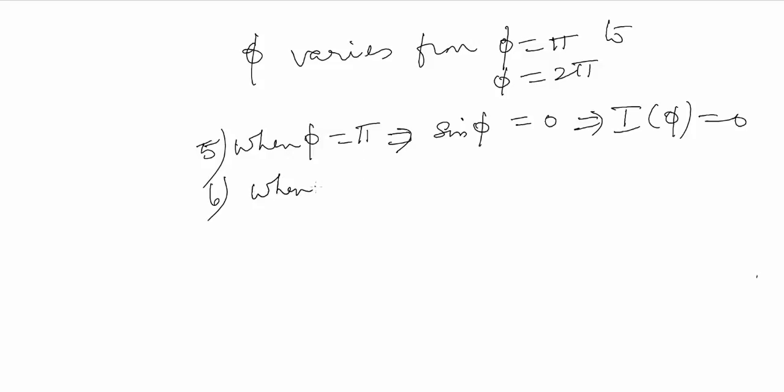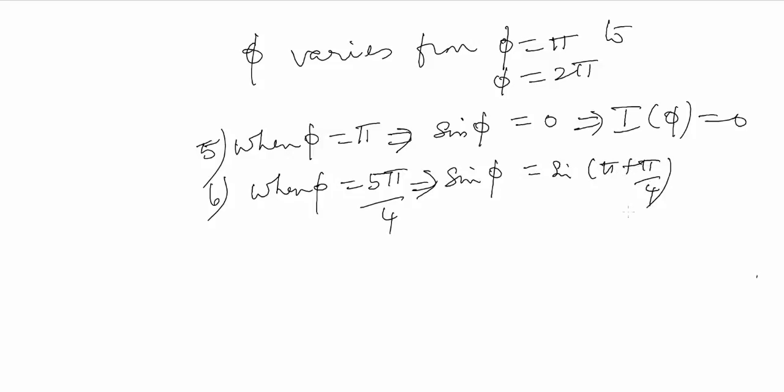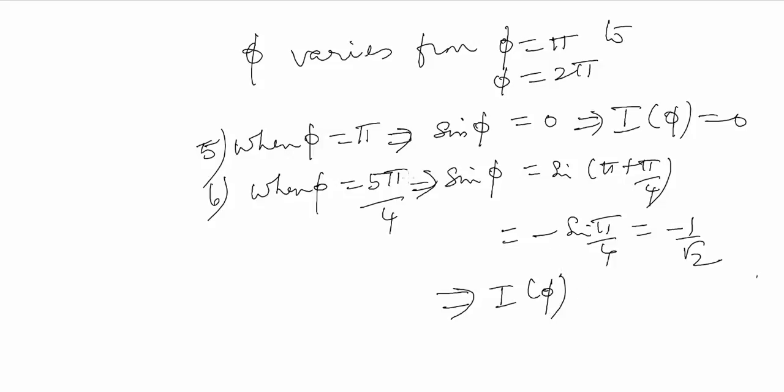Therefore, when phi is equal to 5 pi by 4, it implies sine of 5 pi by 4 will be equal to sine of pi plus pi by 4. That means it goes to the third quadrant where sine will be negative. It will be minus sine of pi by 4, equal to minus 1 by root 2. So that again implies I as a function of phi for phi equal to 5 pi by 4 will be minus I naught by root 2. So it is from 0, it is just going down to minus I naught by root 2.